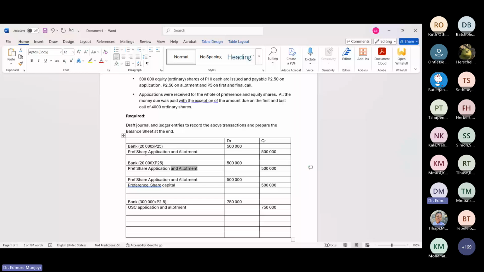Okay, thank you. So in this case, after this, we move on. We have been told that in the second part, it's also bank. Our bank is receiving 300,000 times 2 plus 50. So again, our 750,000, which is going to our ordinary share capital.